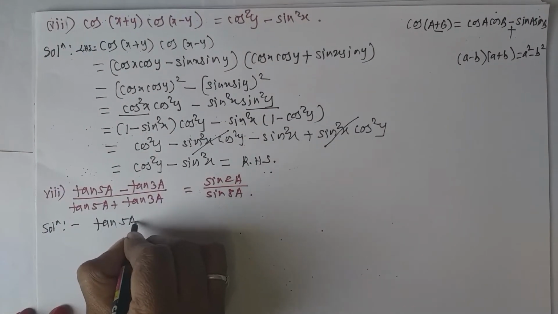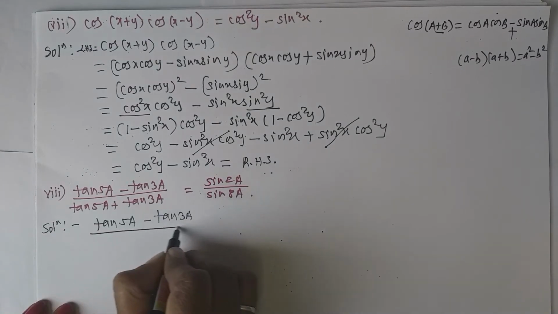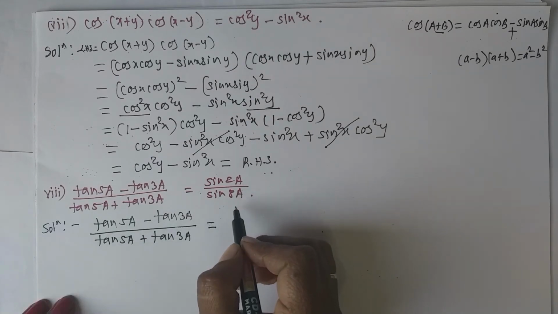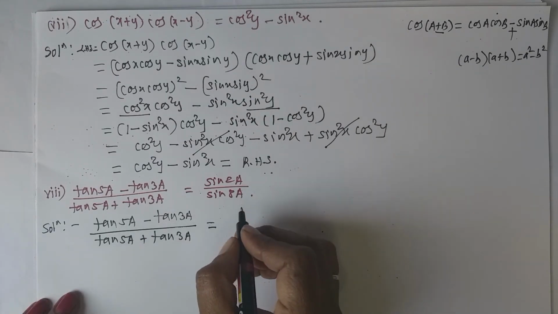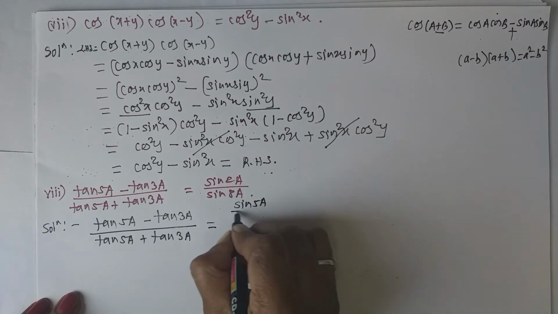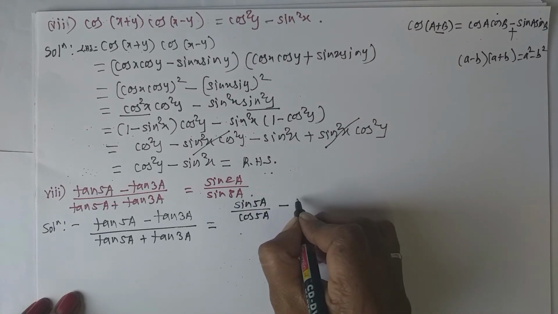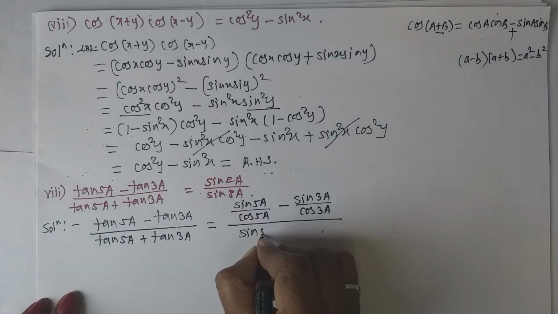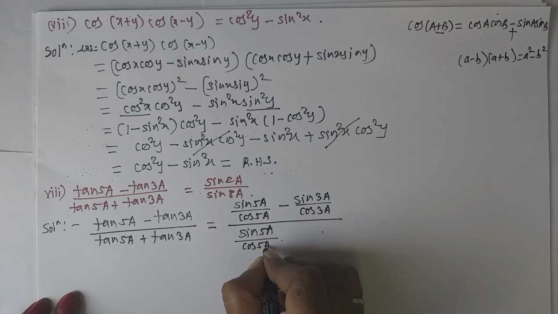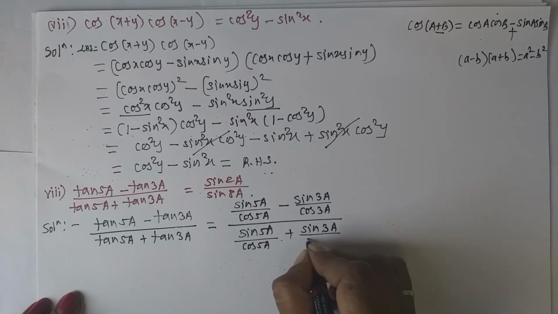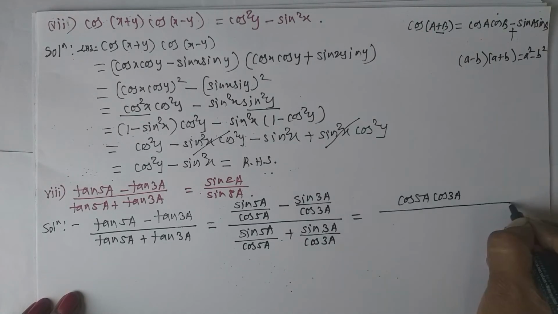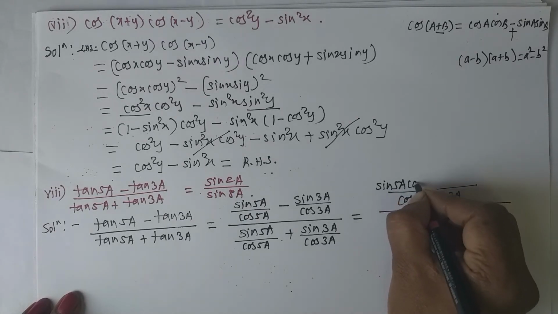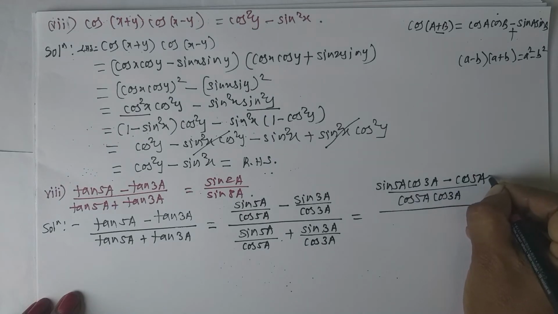See, tan 5a minus tan 3a divided by tan 5a plus tan 3a. Now to the right hand side there are only sine functions, therefore I will convert this tan into sine divided by cos, that is sin 5a divided by cos 5a minus this will be sin 3a divided by cos 3a. This will be sin 5a divided by cos 5a plus sin 3a divided by cos 3a. Then you take the LCM and take the cross multiplication in the numerator. This will be sin 5a cos 3a minus cos 5a into sin 3a.